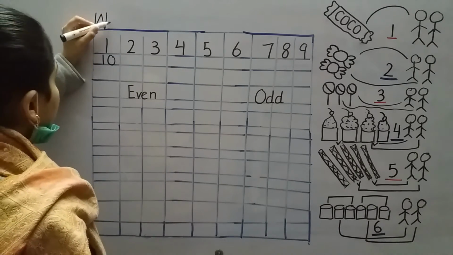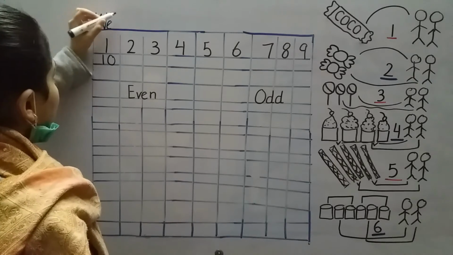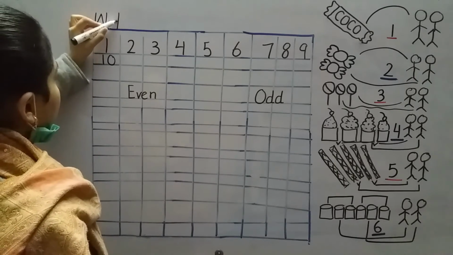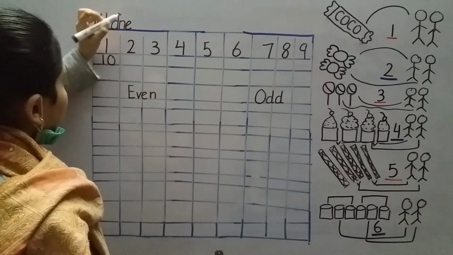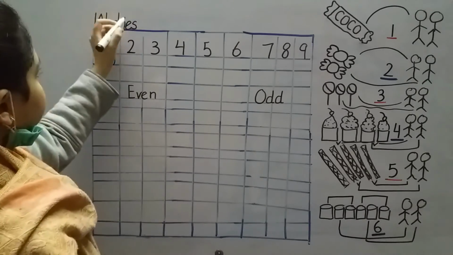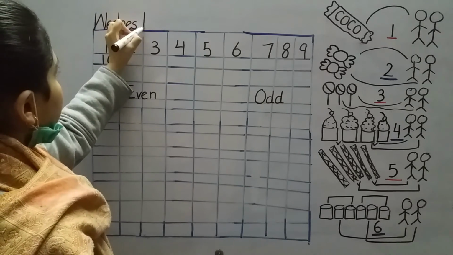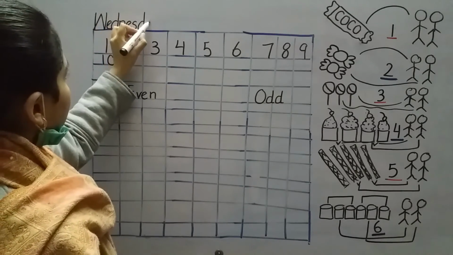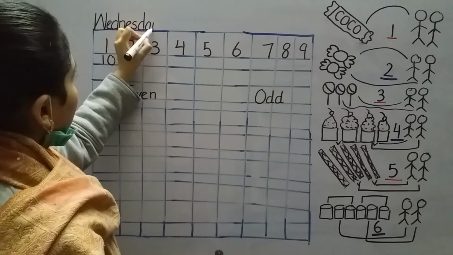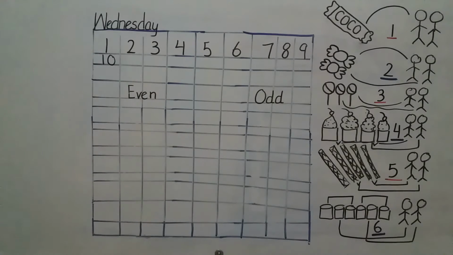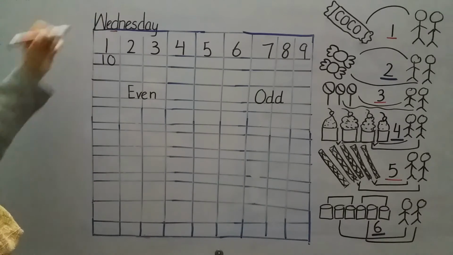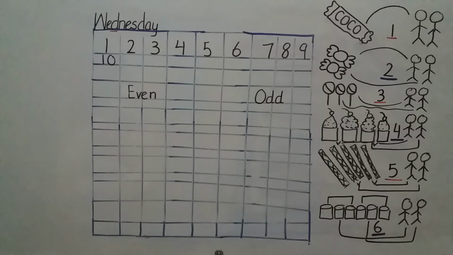This is your W, and E. Look, we have the same length. W-E-D, wed. N-E-S, ness, same length as the first part. D-A-Y, day. Wednesday. This D over here is silent. It is not Wednesday as spelled, it's Wednesday, alright?